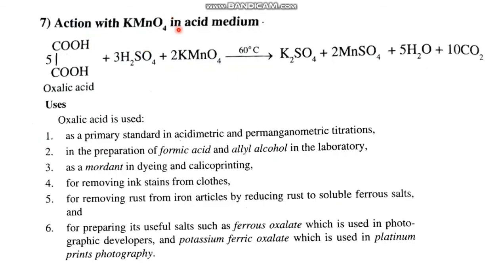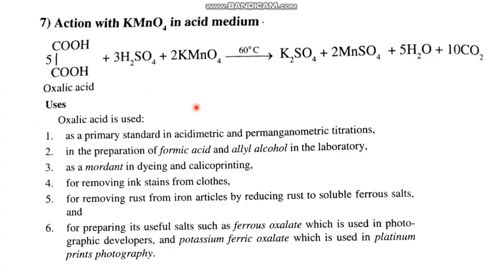Then next one, action with KMnO4 in acidic medium. Oxalic acid can be oxidized to carbon dioxide and H2O by treatment with potassium permanganate in the presence of an acid, generally H2SO4, at around 60 degrees Celsius. So oxalic acid is oxidized to carbon dioxide and water molecule by this acidified KMnO4 at 60 degrees Celsius.